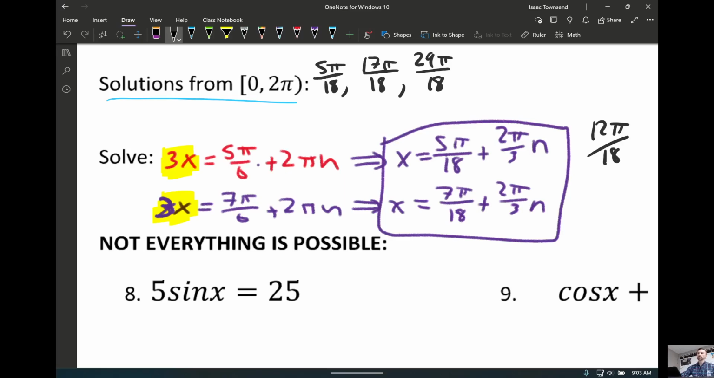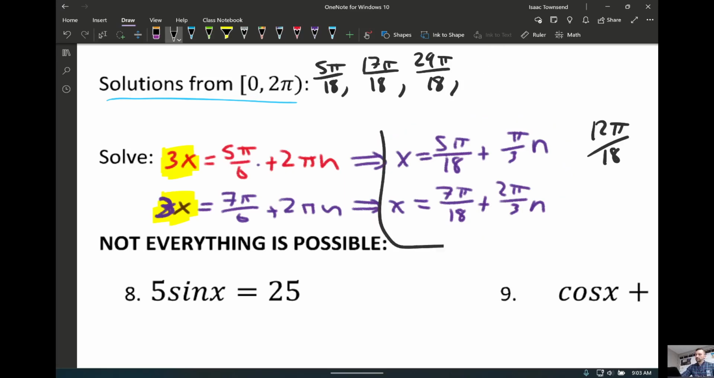Okay, when your numerator is twice as big as your denominator, right? So try it again. Add 12 pi 18ths again. That would be 41 pi 18ths, but that's bigger than 2 pi. That's how I know I'm done with this top formula. But we got to get the bottom ones too.